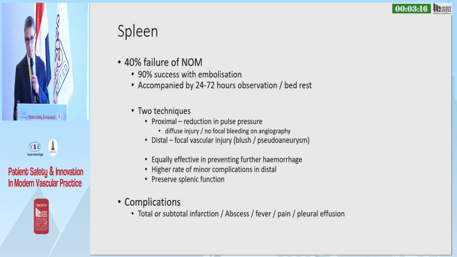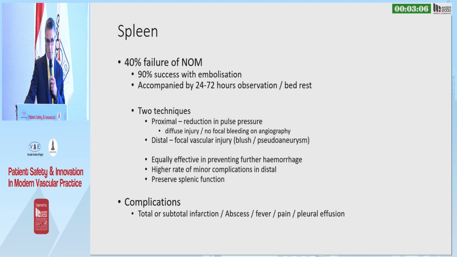There are two techniques to embolize the spleen. There's the proximal technique where a plug or coils are put in the main mid-main splenic artery, or if you see a focal vascular injury, then you can go out into the periphery and treat that. Both are equally effective in preventing further hemorrhage.